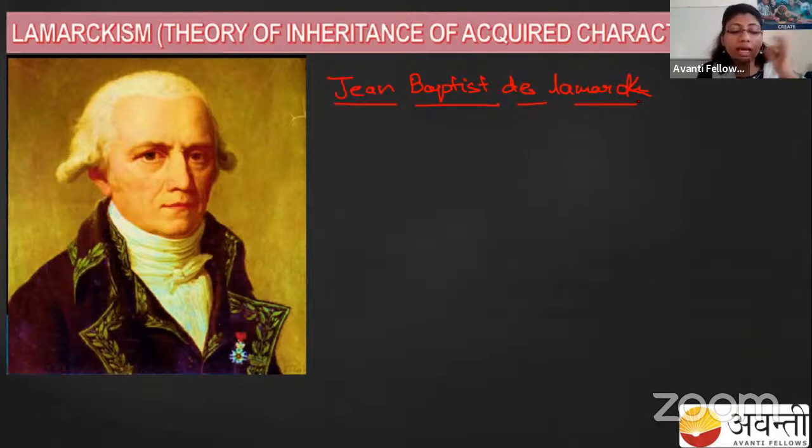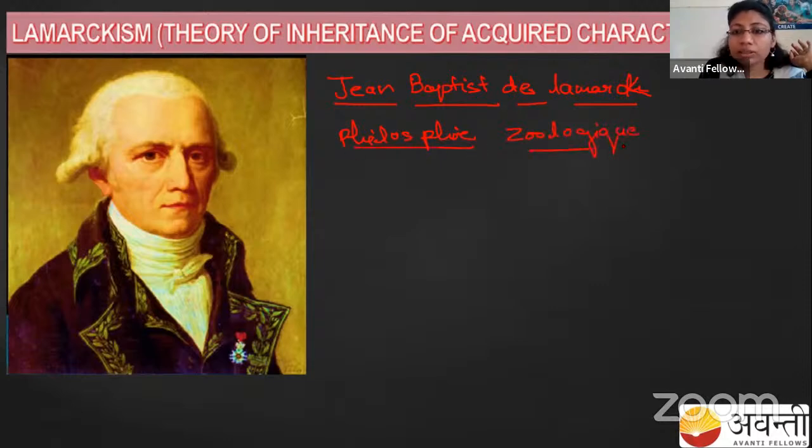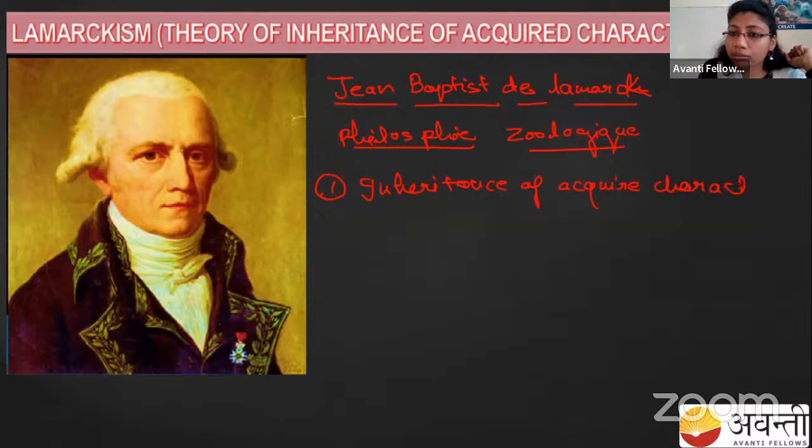This person published his work in a journal named Philosophie Zoologique. He published all his work, his theory, in that journal. In his theory, he talked about inherited characters, and he explained three postulates. The first postulate said inheritance of acquired characters. That means we acquire characters from our parents, right? So whatever we have, we are inheriting from our parents, or we can acquire it according to our adaptation.